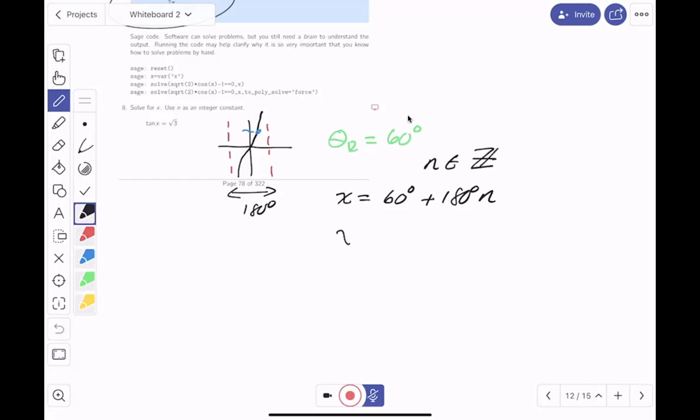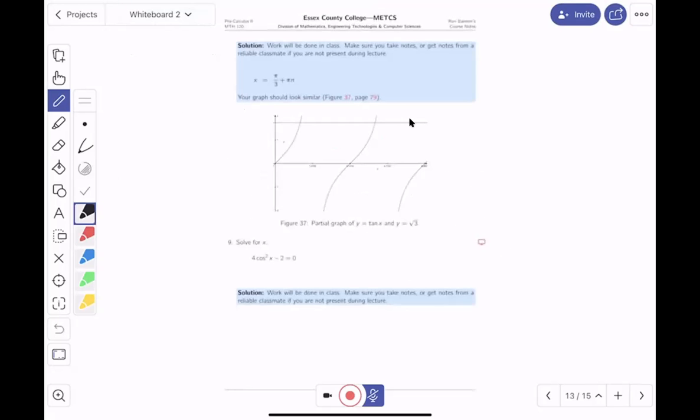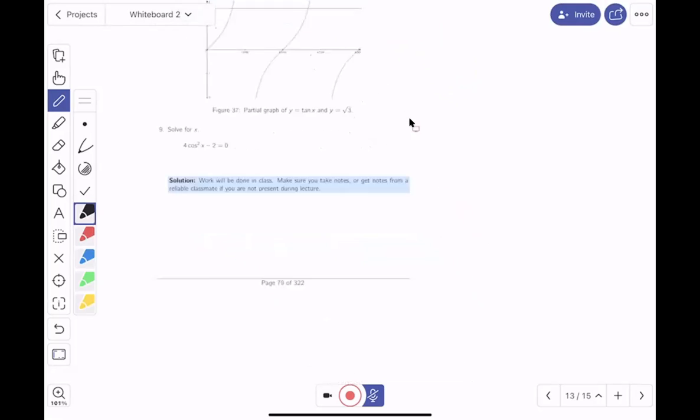Let's put the radian down for that. 60 would be pi over 3. 180 degrees is pi. All right, look at the key. I'm seeing it here. They also gave me a picture, by the way. Well, let's do number 9.